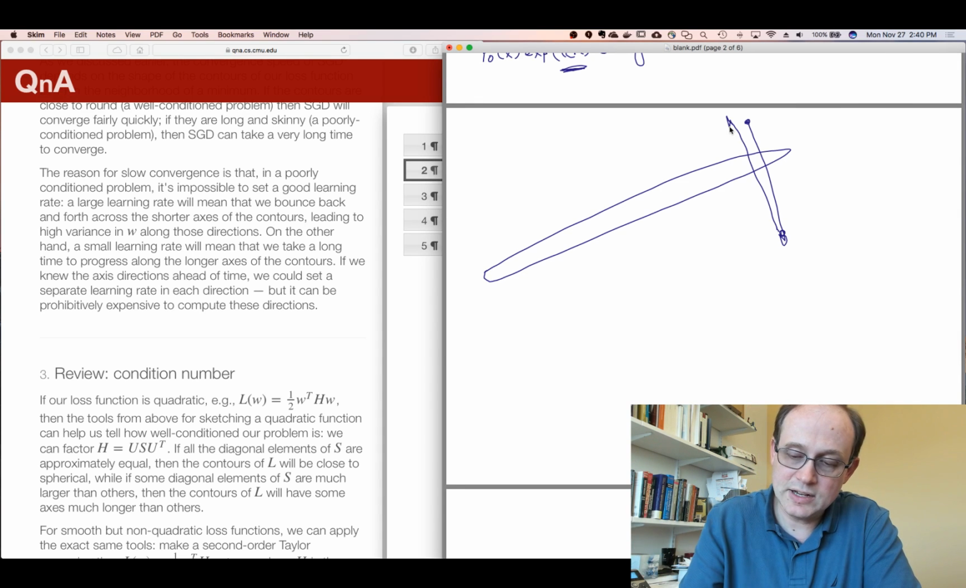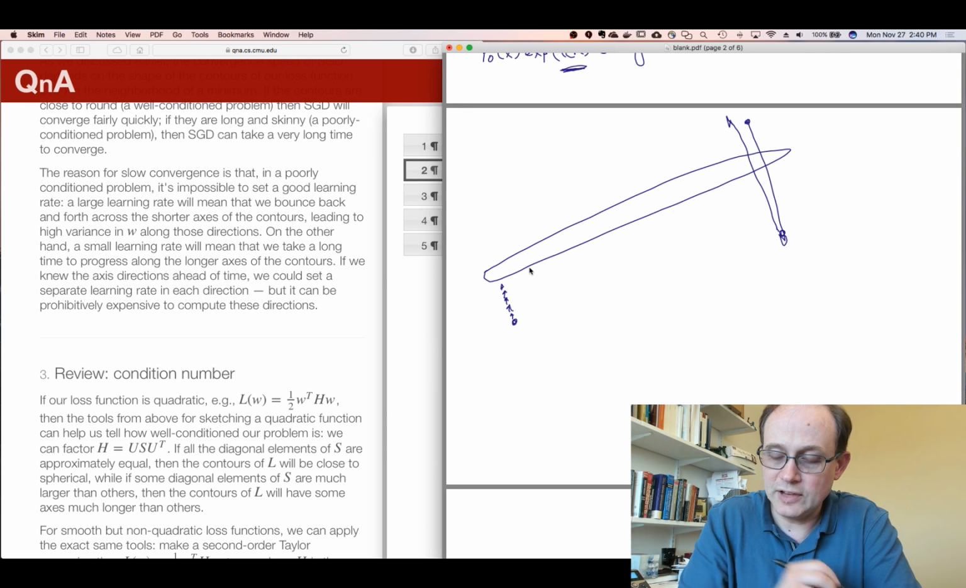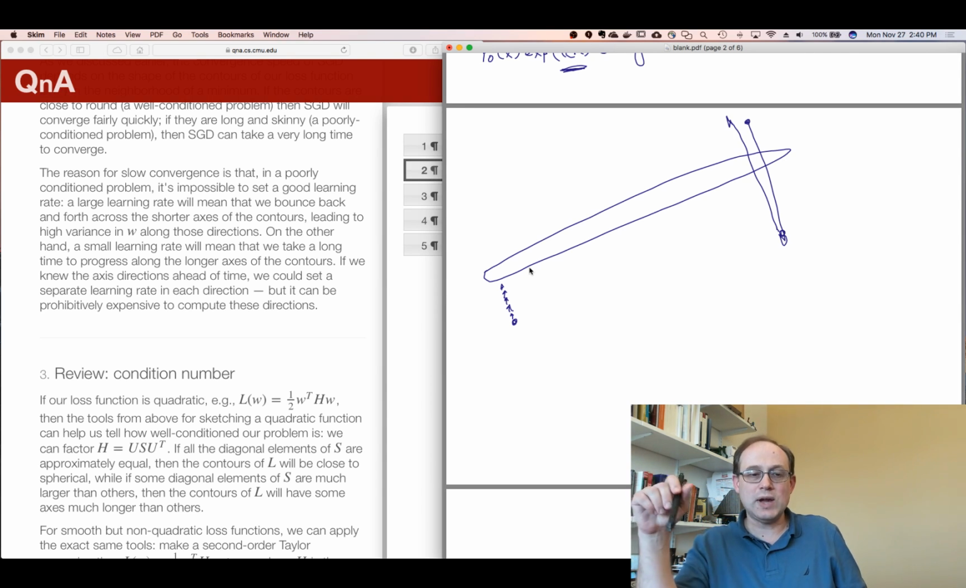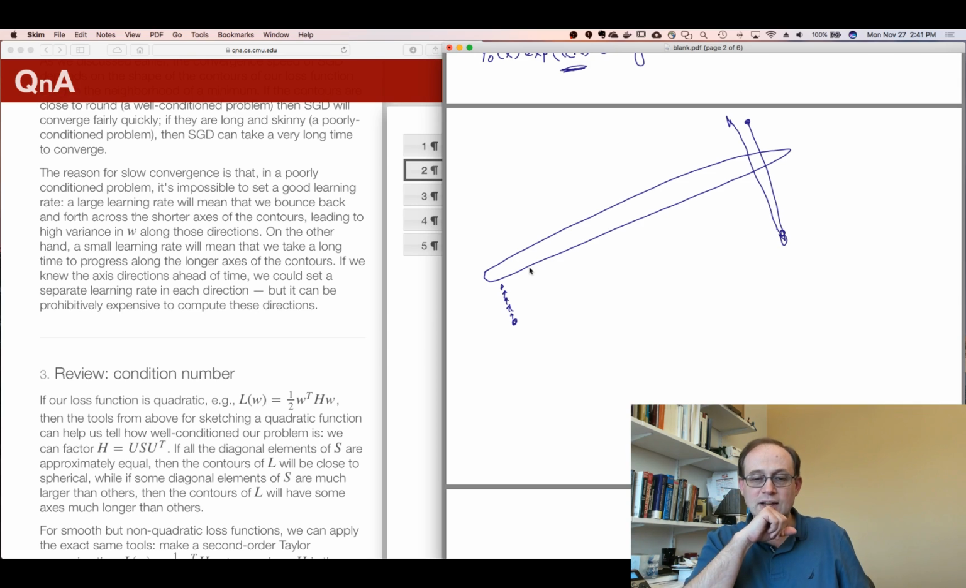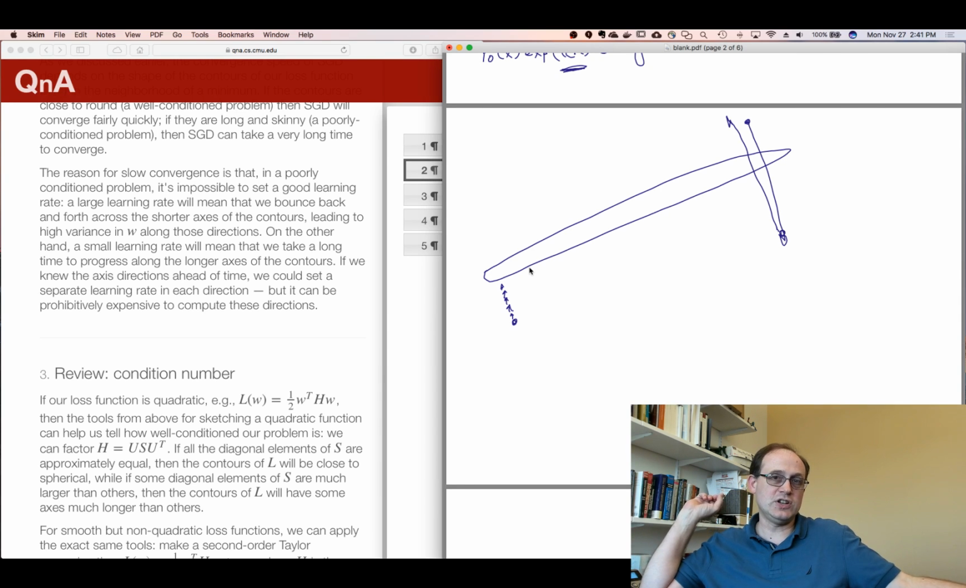On the other hand, if we start over here and take short steps, well, that's good, we're not going to jump back and forth, but we're not going to make much progress either. And so with a poorly conditioned problem, there's no good way to set the learning rate. If you set the learning rate too large, you're going to bounce back and forth across the narrow dimensions of your contours. And if you set it too small, you won't bounce back and forth, but you won't make progress either. Because these dimensions are on such different scales, there's no way to set a learning rate that works for both.